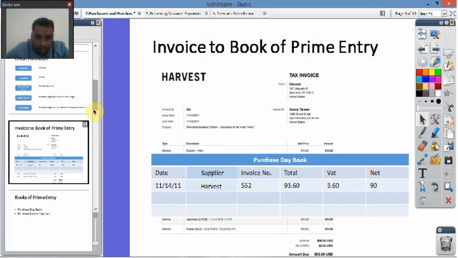So let's have a look from an invoice to a book of prime entry. This is an invoice from a supplier, Harvest. So we write Harvest here where the supplier is in the purchases daybook. We've got the date, the 11th of the 14th, and then the amount, which is 552. Then we've got the amount due, which is £93.60, and then the VAT amount, which is £90. Okay, let's carry on.